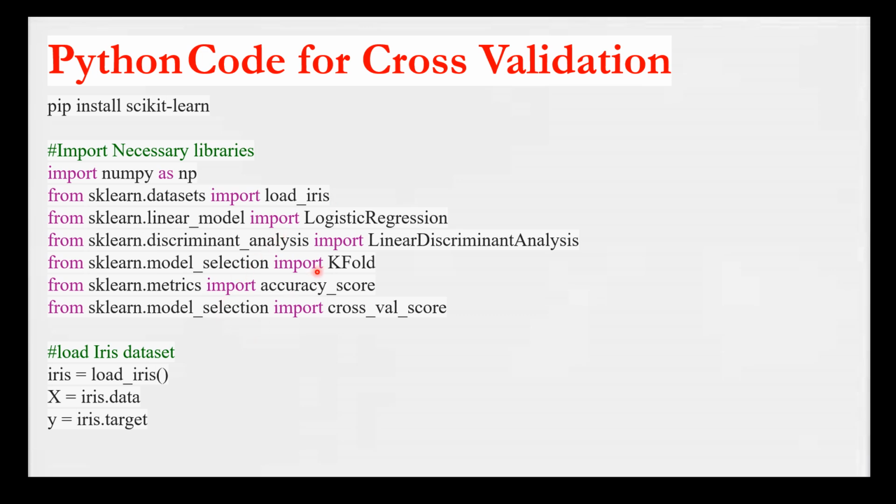Then you will load the iris dataset. The load_iris function from sklearn.datasets will load the well-known iris dataset, which consists of 150 samples with 4 features each, that is, sepal length, sepal width, petal length, and petal width. And the target variable has 3 classes: iris setosa, iris versicolor, and iris virginica.